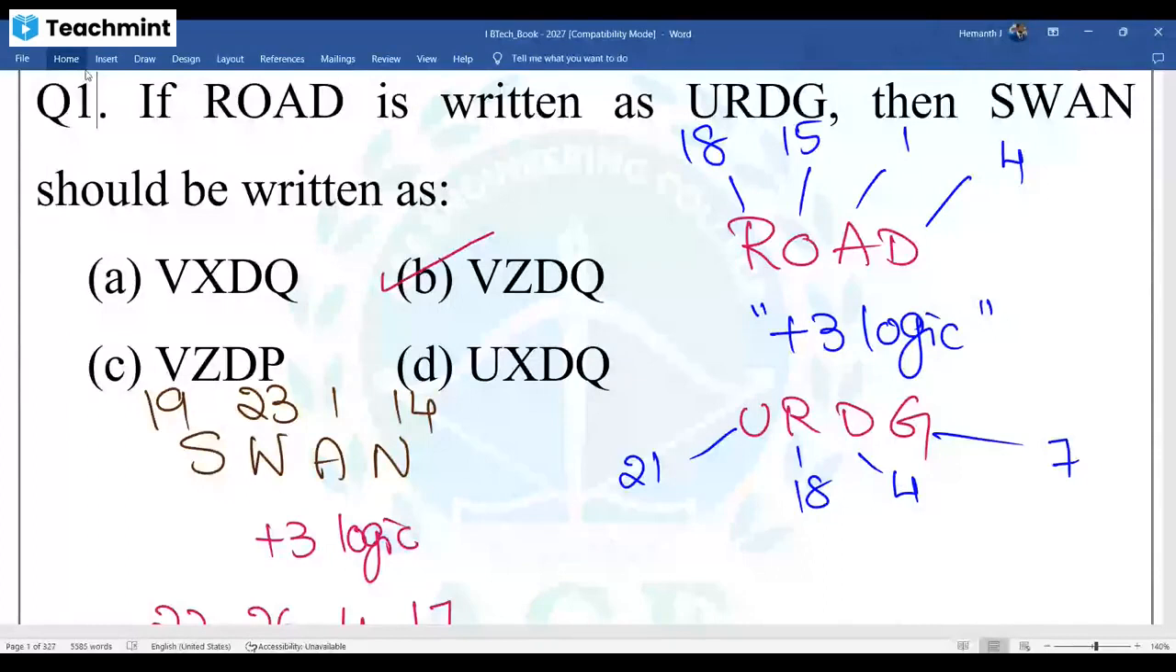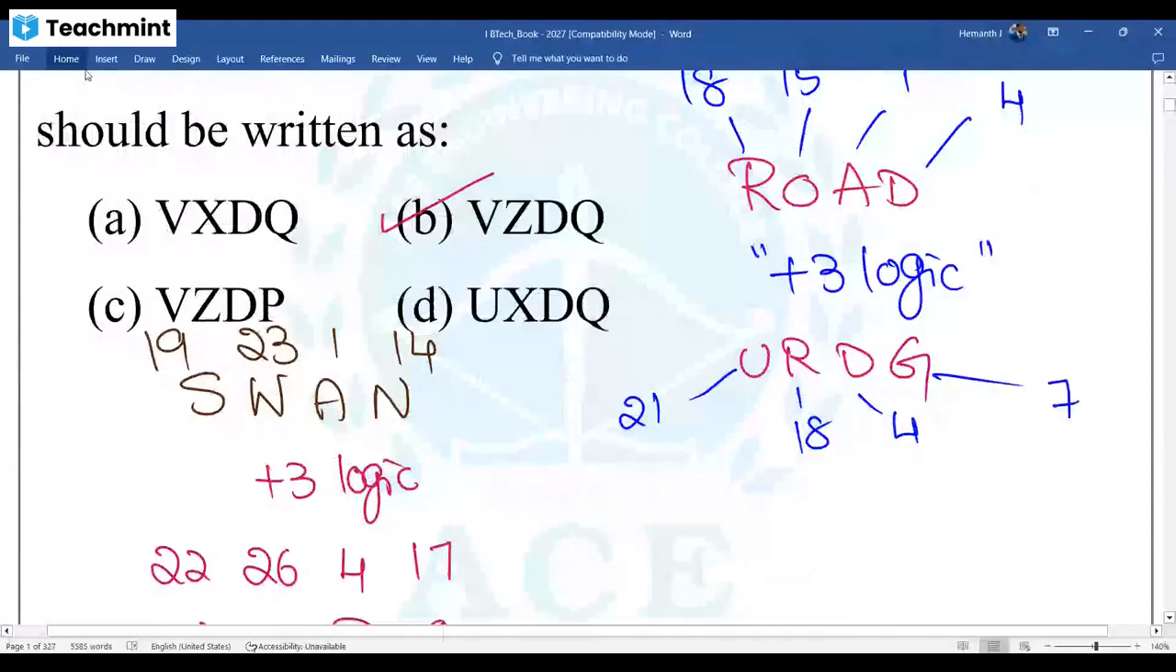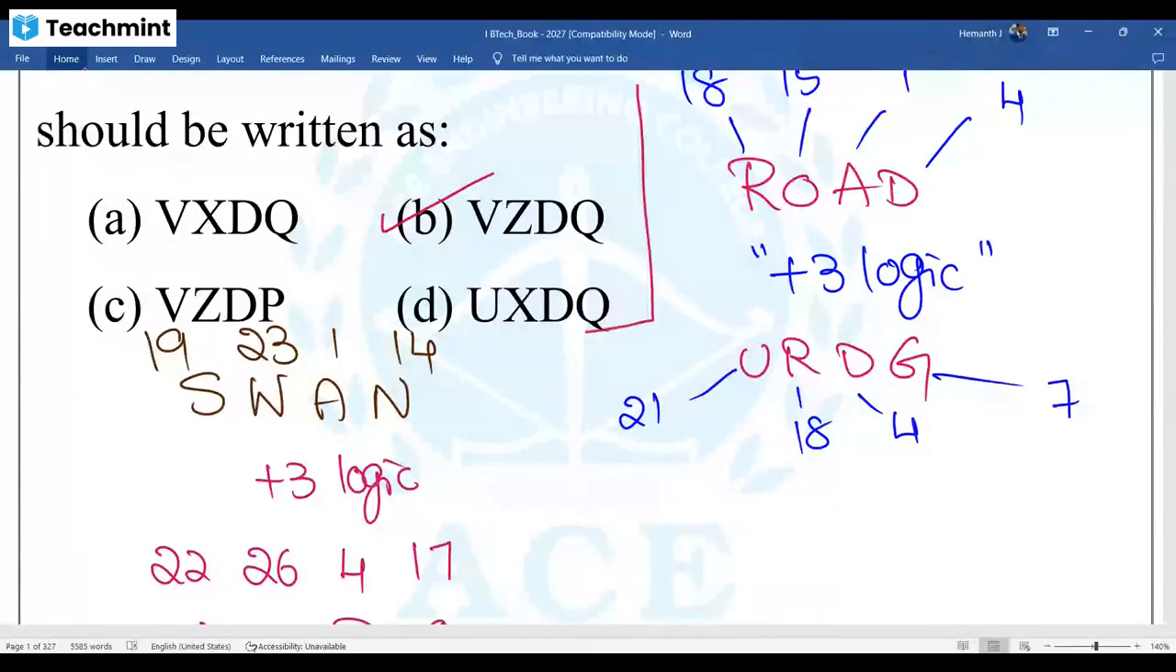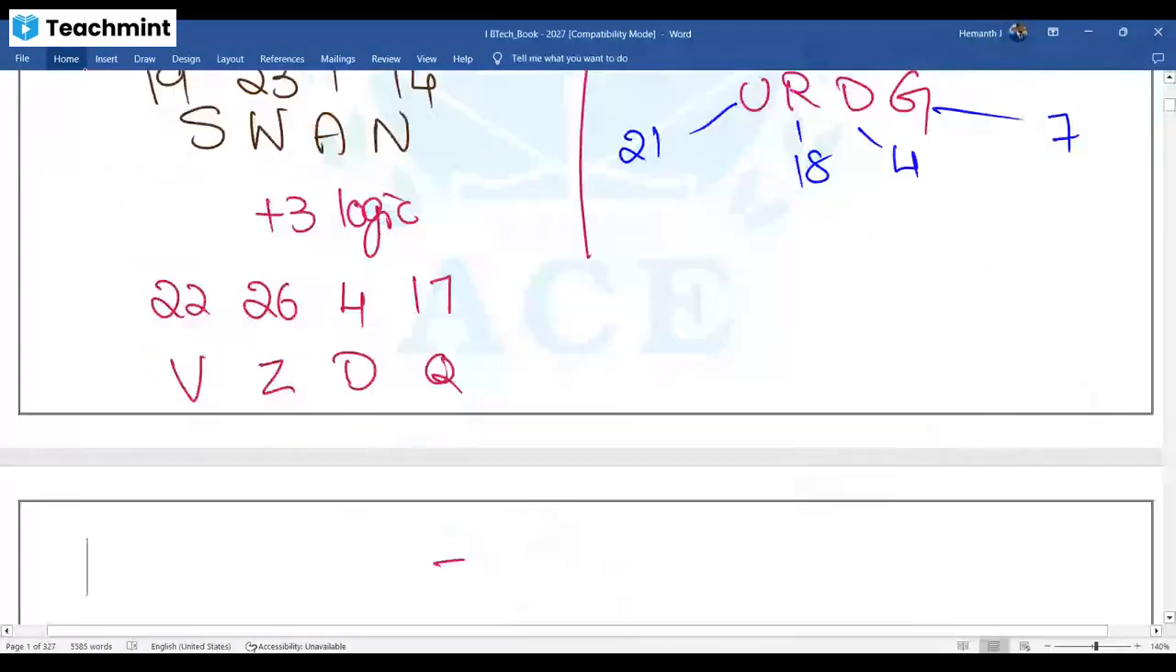Hope you understand the first question here. Those who are not aware of the previous session, or if you don't know the value of each letter, I recommend you at least take the reference of the table. We have to copy the value of each letter, then check what logic it is. Plus 3 we came to know, this is given already. Now that logic I am applying for the question SWAN. SWAN is written as dash. Now I am applying that plus 3 logic, then I came to know it's nothing but VZDQ.